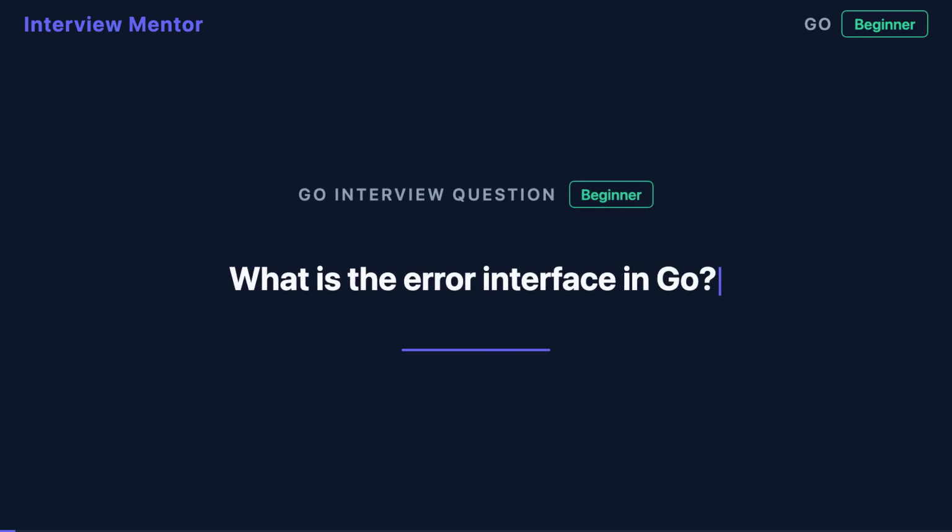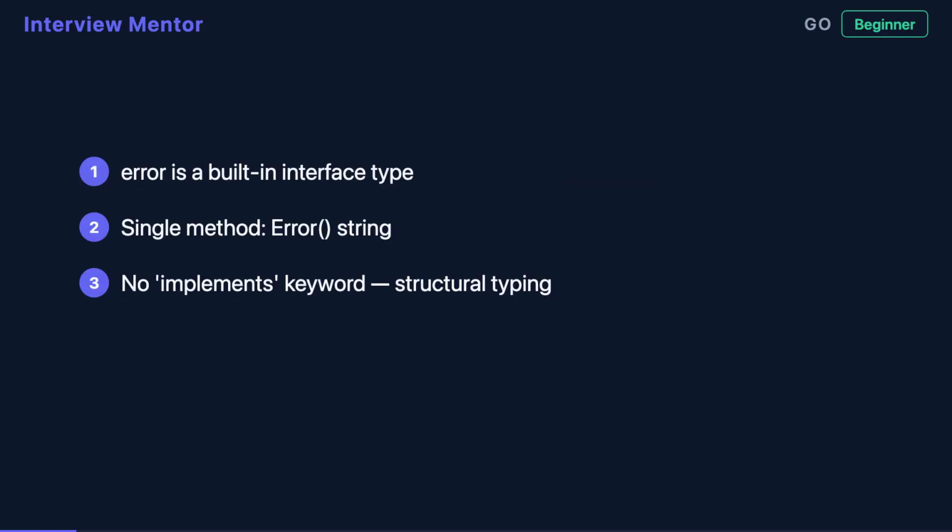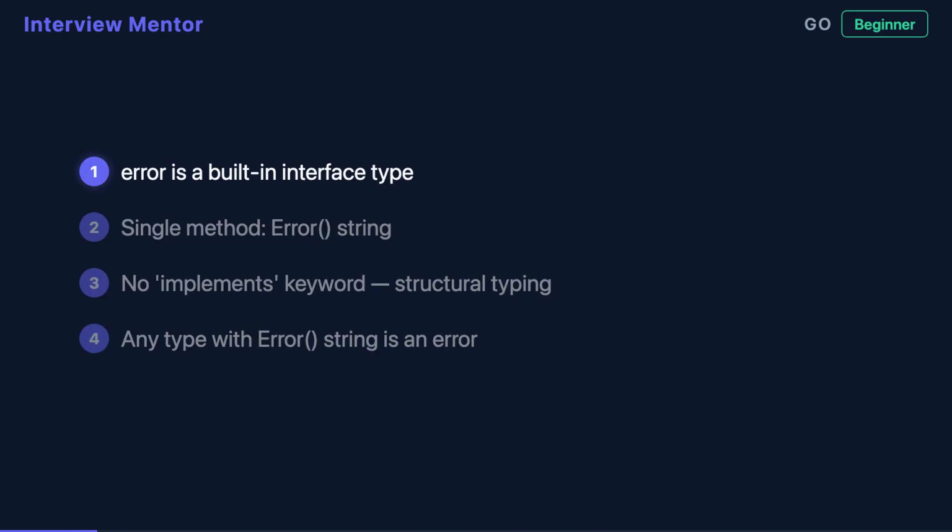Most languages have special exception classes. In Go, error is just an interface. The error type in Go is a built-in interface with exactly one method, Error, which returns a string. That is the entire contract. Any type that defines this method automatically satisfies the interface.